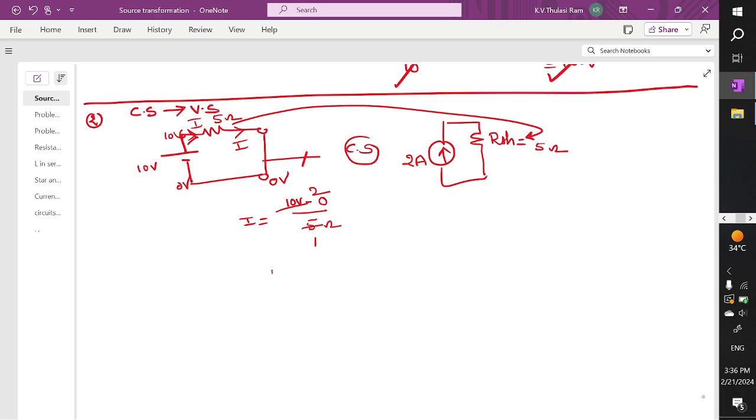Or directly you can do it: current I is equal to V by R, that is (10 volts minus 0) by R. So this is how we converted a given voltage source into a current source. Let us try to solve one more problem to understand it better.